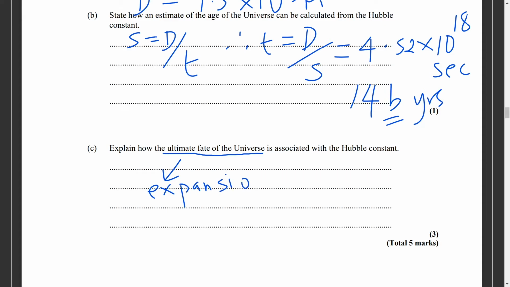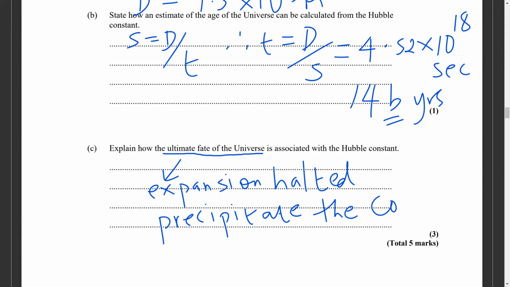All right? If the expansion of the universe is halted, then what's going to happen? Well, we're going to have a crunch. We're going to have everything in the universe collapsing into each other. So when the expansion is halted, this is going to precipitate the collapse of the universe. Okay, so this is the ultimate fate of the universe. The universe is going to collapse because of the amount of gravity and matter that is inside it.